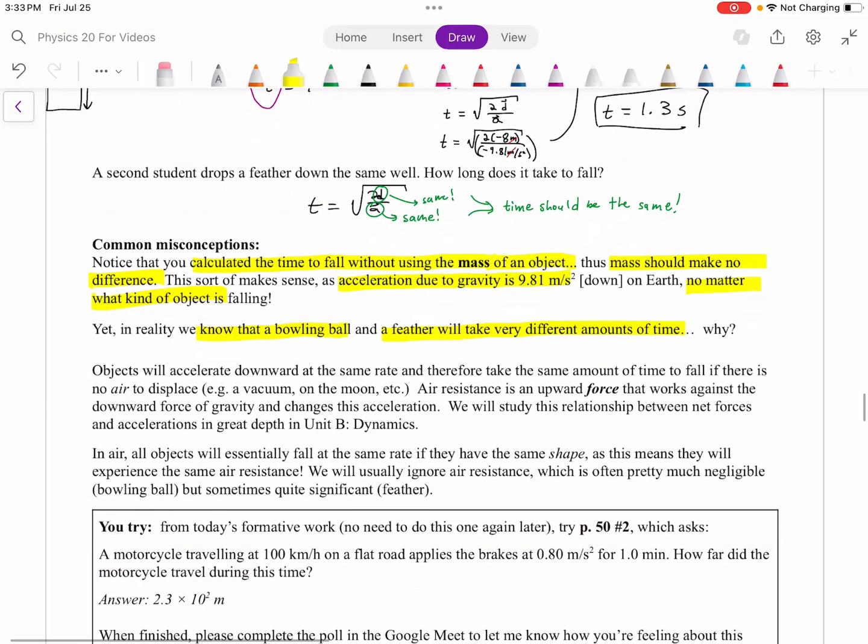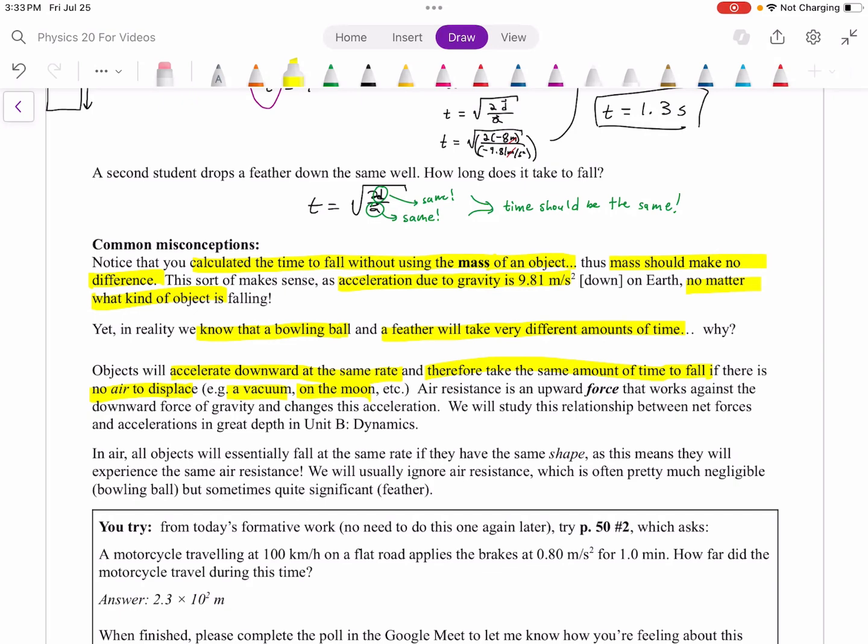Okay, so objects will accelerate downward at the same rate and therefore take the same amount of time to fall if there is no air to displace. So for example, in a vacuum or on the moon, okay, I'm going to link a video in the description that you can go watch and see that I'm not lying. This is true.